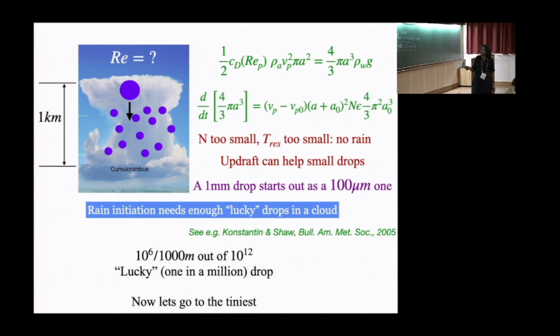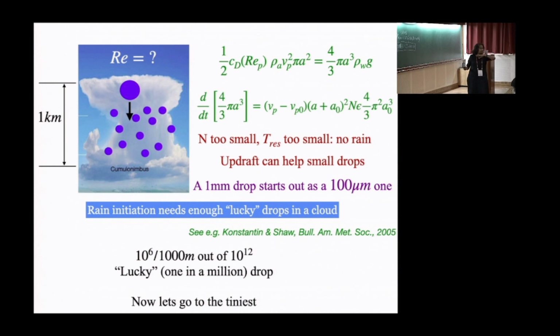So only then it's going to grow to 1 millimeter by the time it reaches here. So there are these lucky 100 micron drops. Somehow you have a small number of lucky drops who are already 100 micron who can become raindrops. And that is the thing that turbulence is going to create. So rain initiation needs a few lucky drops, a small number: 10 to the 6, we calculated, out of a total number of 10 to the 12. So this lucky drop is a 1 in a million drop. So 1 out of every million drops has to be lucky enough to start growing.